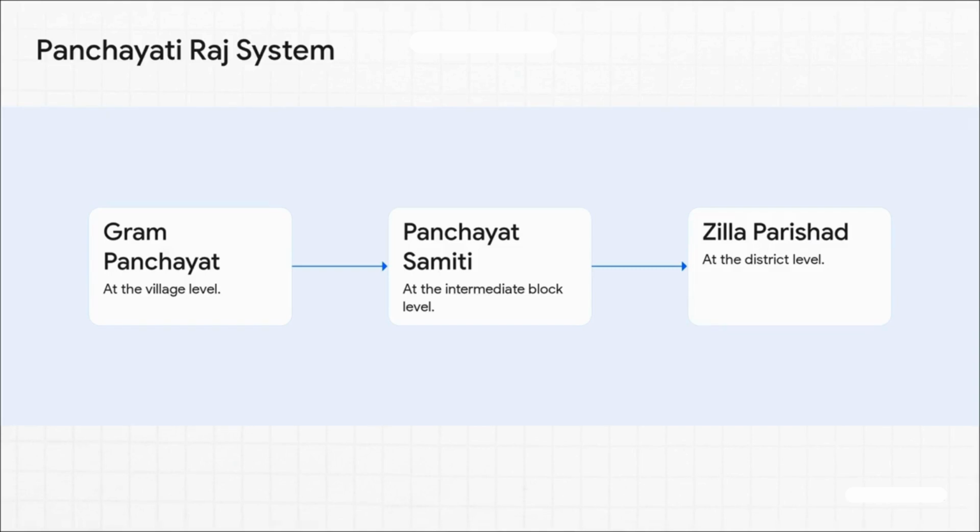So in rural areas, this is called the Panchayati Raj system. Think of it as a nested structure. You start with the Gram Panchayat at the village level. That feeds into the Panchayat Samiti at the block level. And finally, you have the Zilla Parishad, which oversees the entire district.